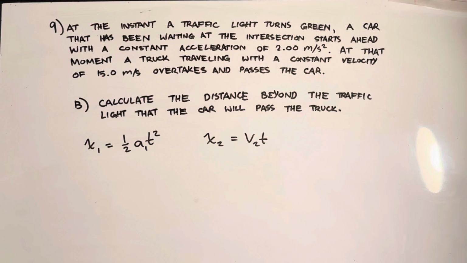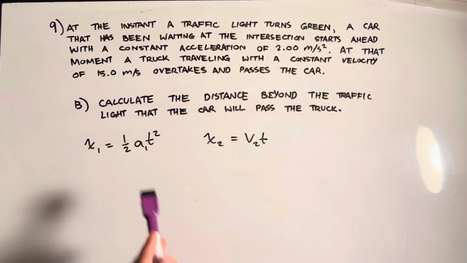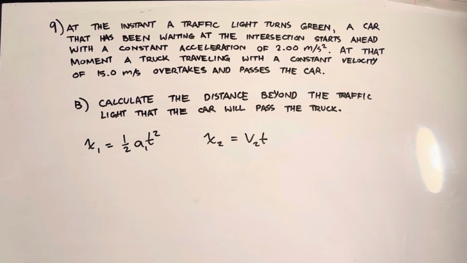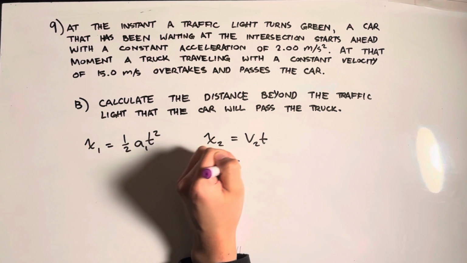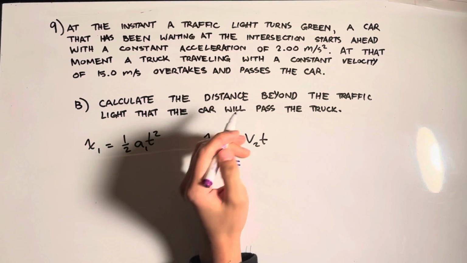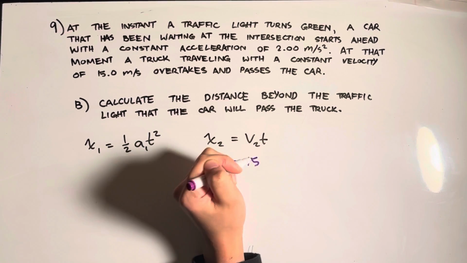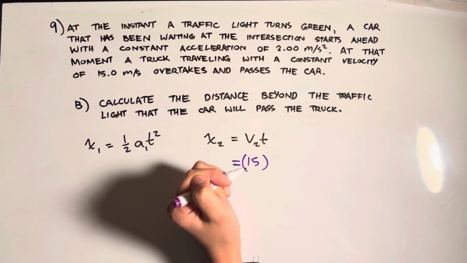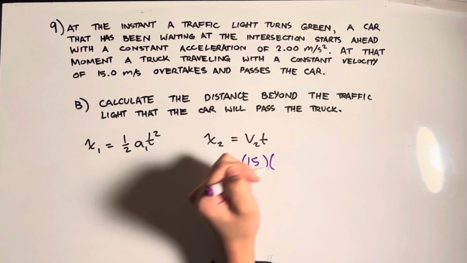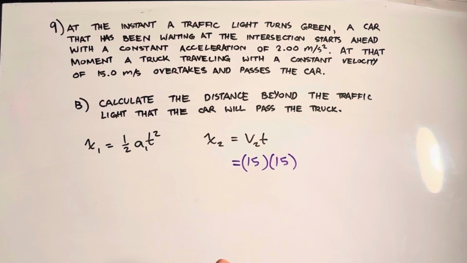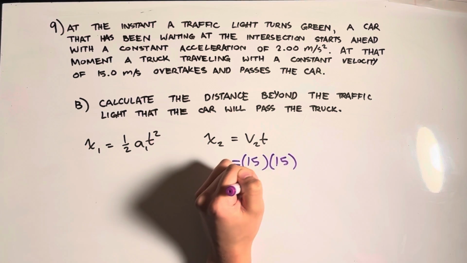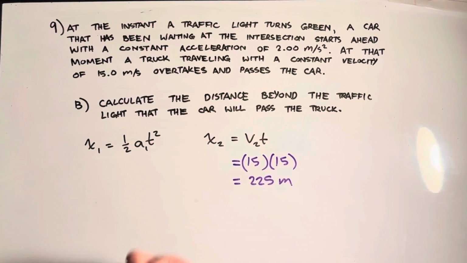Okay, so now we have part B. They want us to calculate the distance beyond the traffic light that the car will pass the truck. So all we have to do for this one is plug in the information we already know. We know that the velocity of our truck is 15 meters per second, and we multiply that by our time, which we found to be also 15. And that will give us 225 meters.